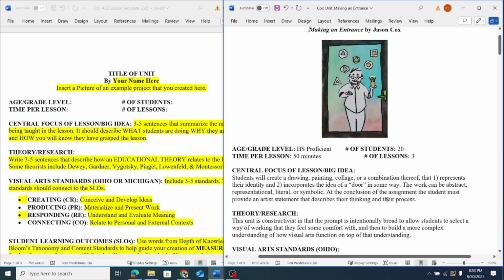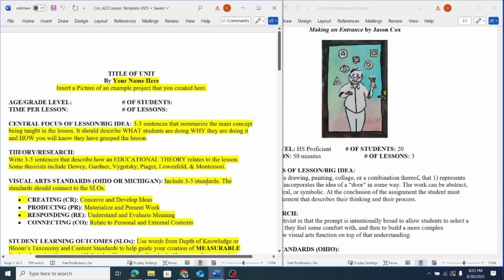Over on my example, you can see I wrote, this unit is constructivist in that the prompt is intentionally broad to allow students to select a way of working that they feel some comfort with, and then to build a more complex understanding of how visual arts function on top of that understanding. This is also broadly Vygotsky's idea, what we call the zone of proximal development.